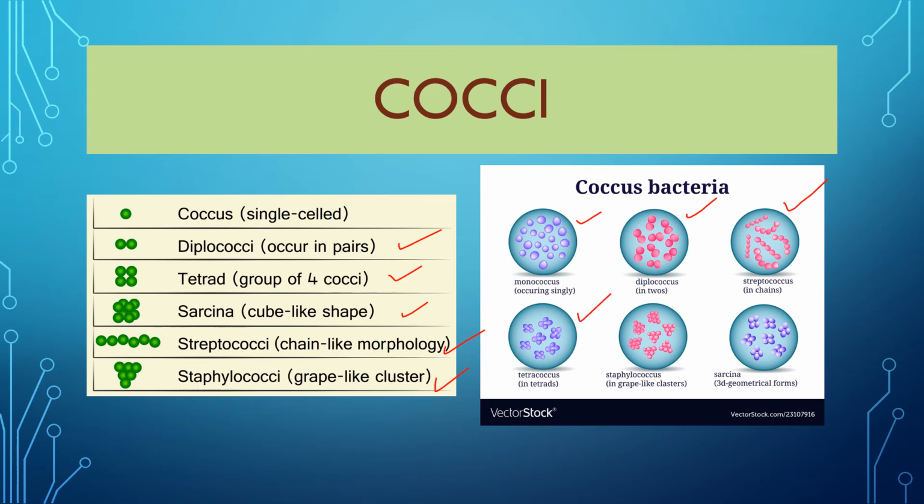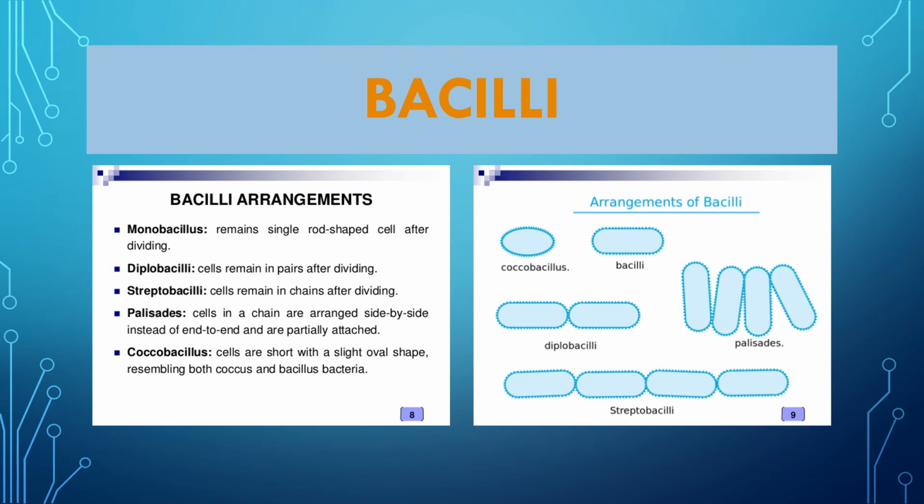This is tetracoccus in tetrads. Then you have staphylococcus, grape-like structure. Then you have sarcina, which is a 3D structure, a cube-like structure. Next, we're going to talk about bacilli. Bacilli arrangement. In this case, the monobacillus remains a single rod-shaped cell after dividing. That is called the single bacilli, monobacillus. Diplobacilli. This cell remains in pairs after dividing. So this is diplobacilli. Next is streptobacilli.